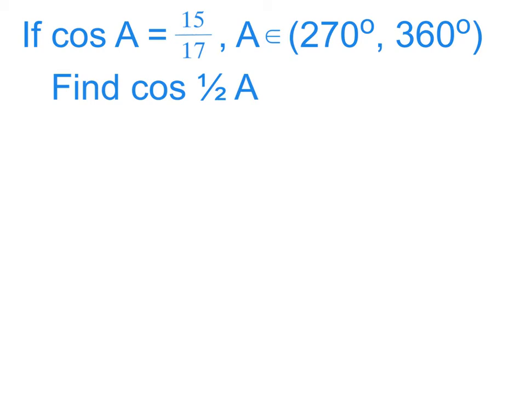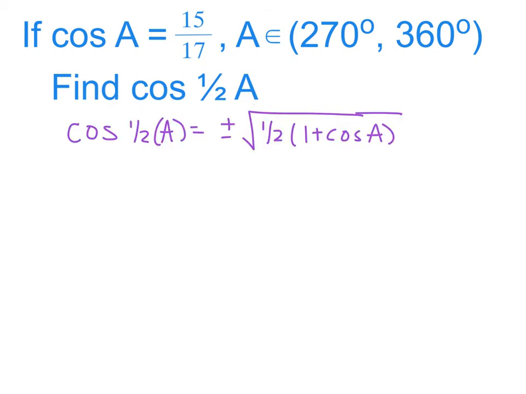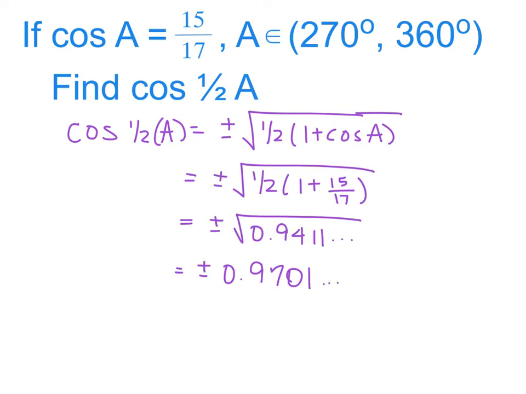So now let's check out an example. Let's say I have cosine of some angle A is equal to 15/17, and angle A is in the fourth quadrant. Let's algebraically find the value of cosine of 1/2 of A. The equation I'm going to use is this one, and I'm just going to plug in this right here. So when I work that all out, I get to this point.